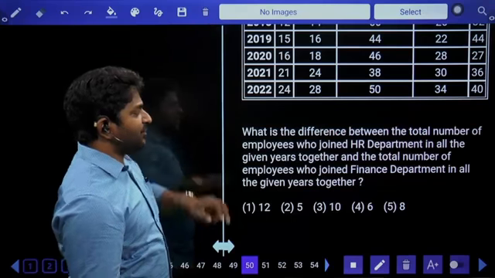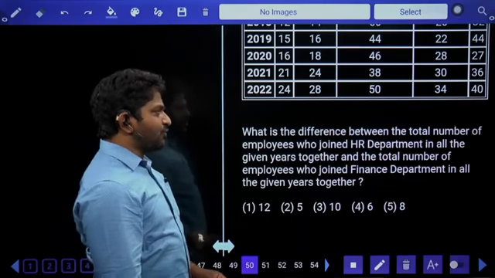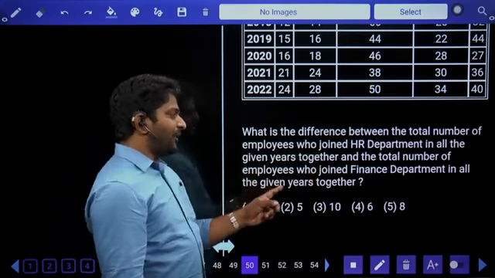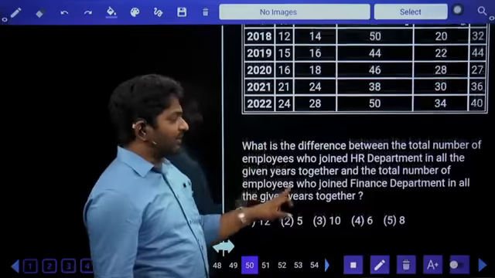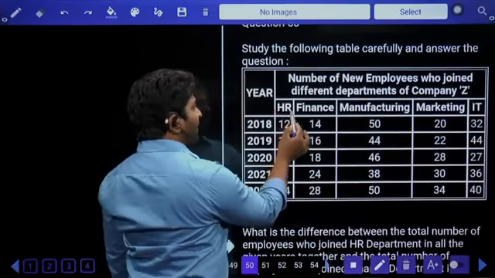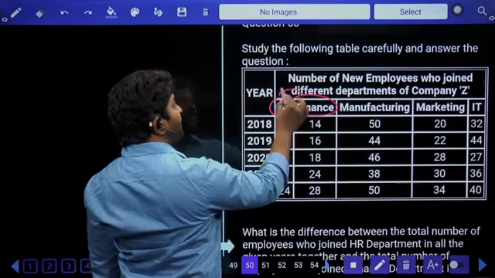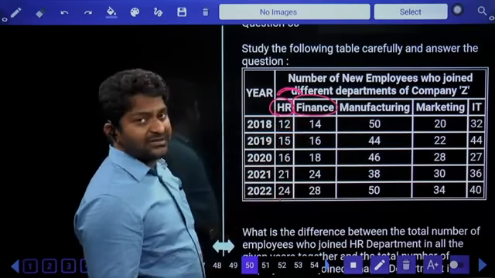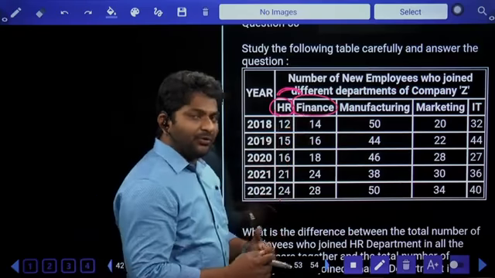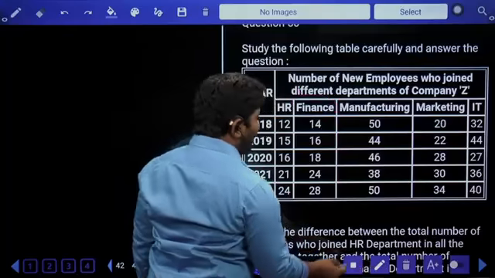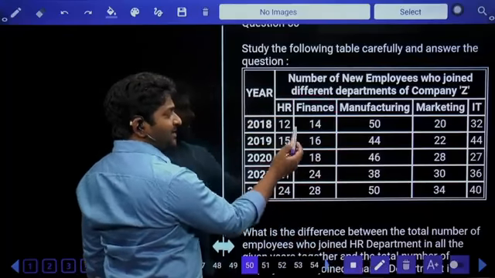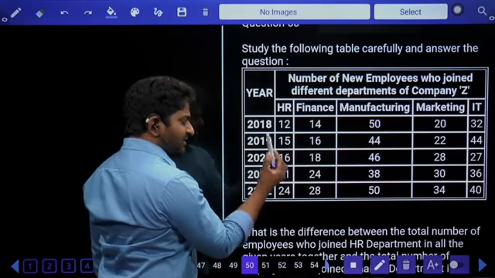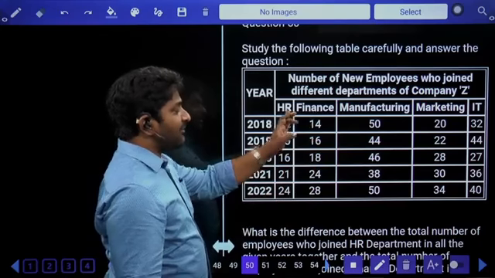What is the difference between the total number of employees who join the HR department in all the given years together and the total number of employees who join the finance department in all the years together? So that is about HR department people and finance department people. Difference we have to take. So instead of adding all these values and again all finance values and taking the difference, better to go for individual differences. When you are going for individual differences, observe where exactly you see the largest or bigger numbers. Finance is more, finance is more, finance is more, finance is more, finance is more. So subtract HR from finance.